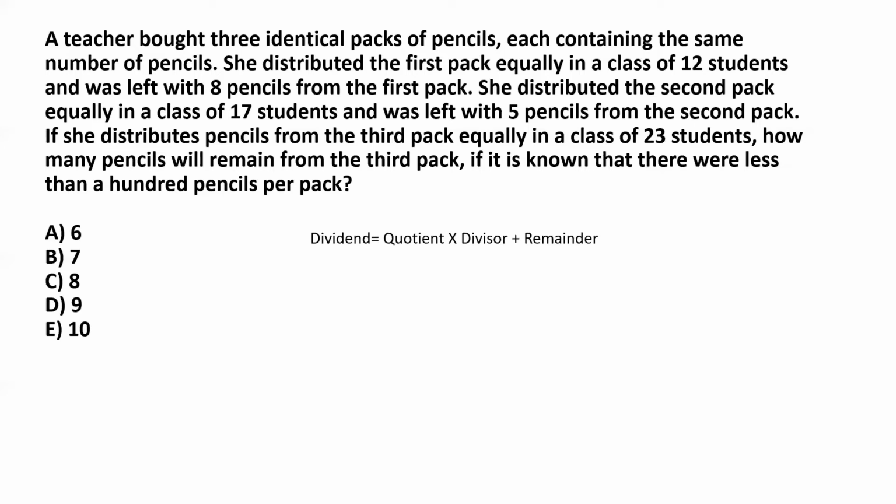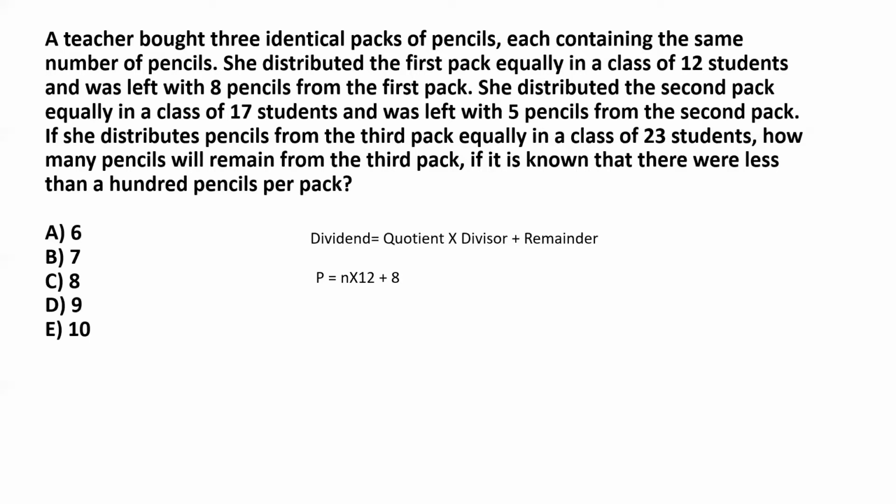So if we assume that the number of pencils is capital P, and for the class of 12 students, when the pack was distributed equally, each student got n pencils. So we can write this: P is equal to n, so the quotient here is n, the divisor, that's the number of subjects amongst which the division is being made. So in this case that's 12. And the remainder, according to the problem, that's the number of pencils that we're left with from the first pack, right? So that's 8.